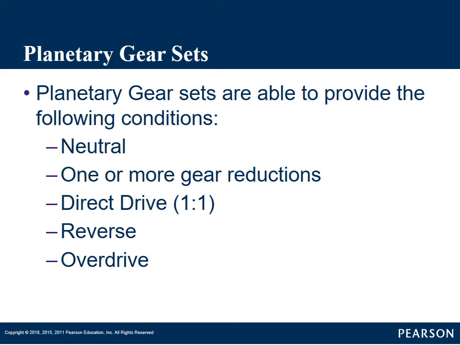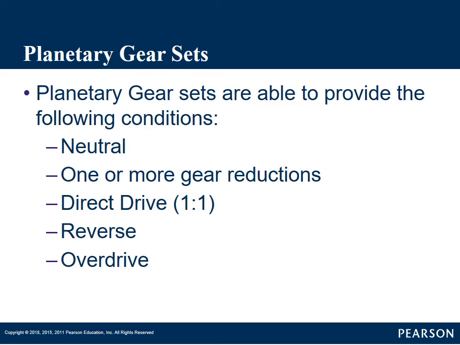Planetary gear sets are able to provide, obviously, a neutral. If we have no input or output on the gear set, we're going to have a neutral position, which means we're not going to have any power flow through the gear set, through the transmission. We can have one or more gear reductions. We can have a direct drive. We can have a reverse, and we can have an overdrive. All this, in theory, we can have out of a single, simple planetary gear set.